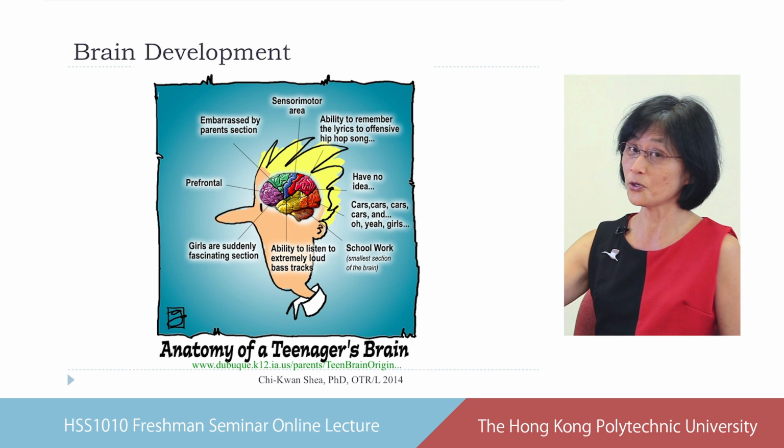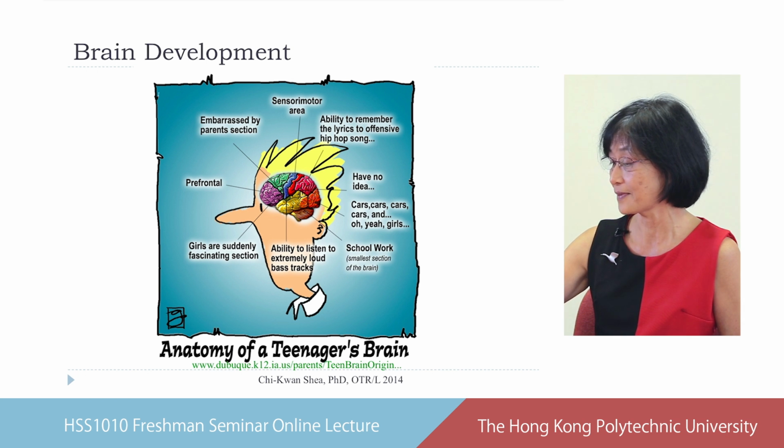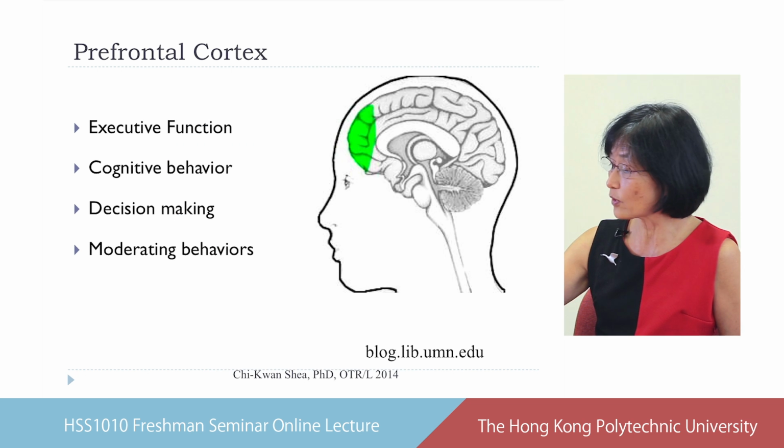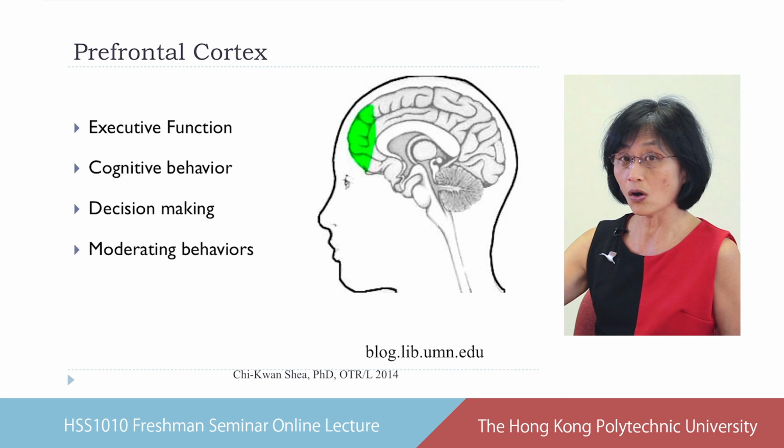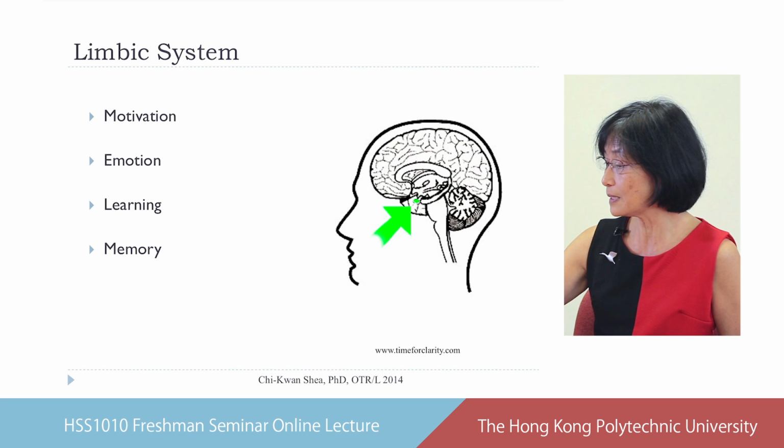Now, this cartoon may be humorously describing a teenager's brain, but the notion that the brain has reached full maturity is a little bit different now. Let's especially pay attention to two parts of the brain. The prefrontal cortex is the part of the brain that controls our executive function, cognitive behavior, decision-making, and it also moderates behaviors. The limbic system is the middle of the brain, which controls our motivation, learning, memory, and especially the emotion by the amygdala.